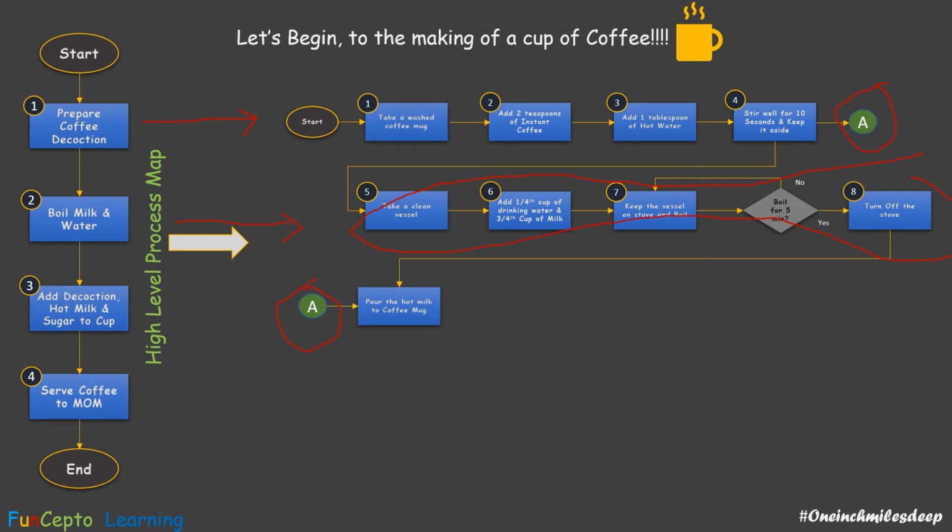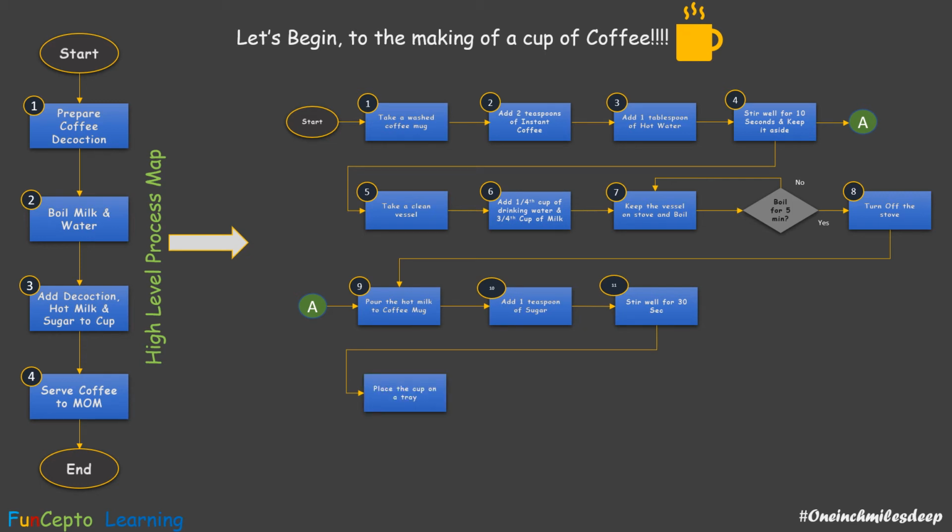Now, what we use in these cases, we use connectors to say, okay, the process does not end here, but we usually use this particular step in some other process, in some other steps, and that's what we have done here. So pour the hot milk into the coffee mug, and then add 1 teaspoon of sugar, and then stir well for 30 seconds. Now place the cup on a tray, and then serve the cup to the mom, and that ends the process here. So the process, which usually we show as 1 to 4 steps, has taken us 13 steps.